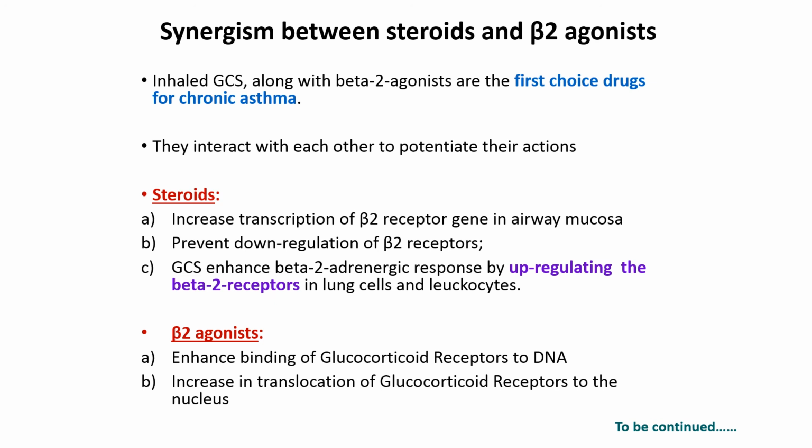So that's why the combination of inhalational corticosteroids along with long-acting beta-2 agonistic drugs is in fact the first choice drug for chronic asthma, and the purpose is to prevent any future attack of bronchial asthma. Okay, so we will continue our discussion in the next class, wherein we will learn about the other bronchodilators and also about the anti-inflammatory drugs.